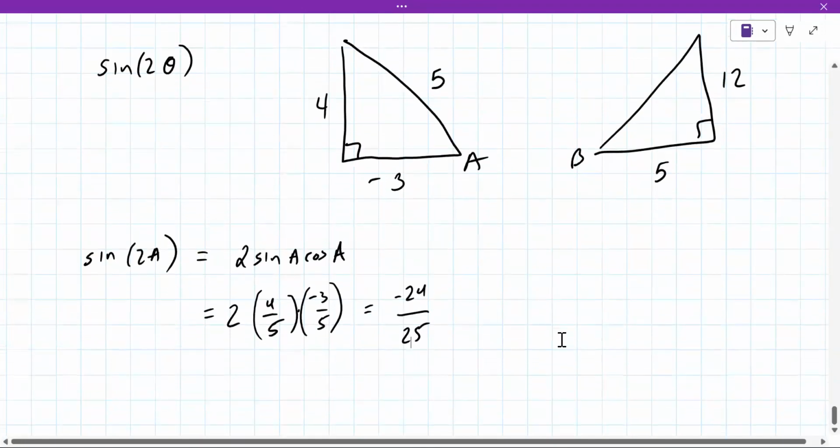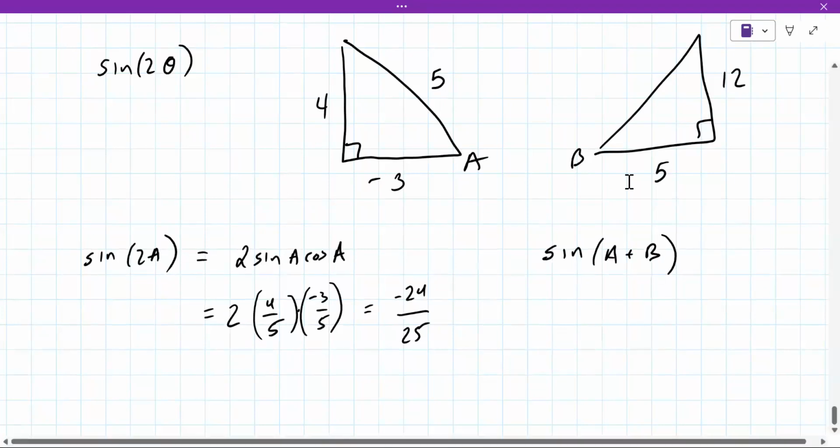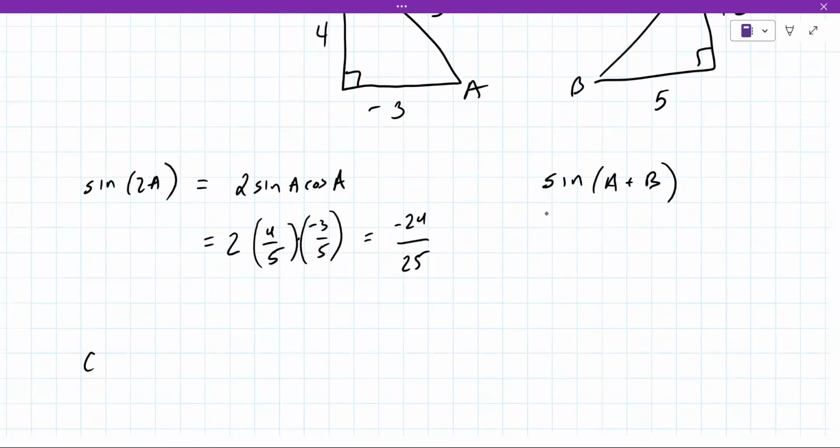They can combine them. I know you didn't ask, but you could do a sine A plus B problem with two triangles. That's another possibility. If you're doing cosine of 2B, for example, you have to figure out which of the three flavors it comes in. It's got three different versions.